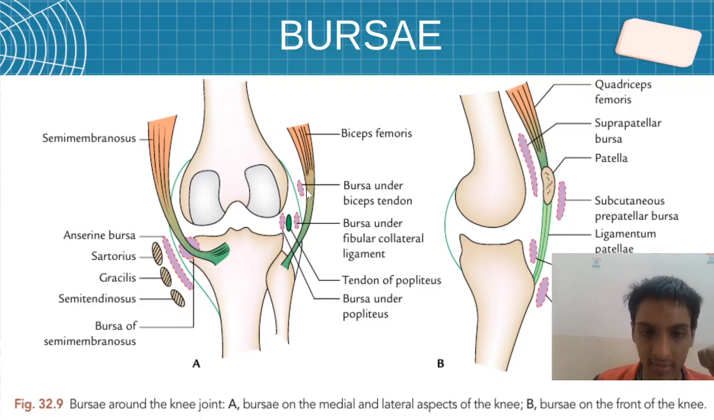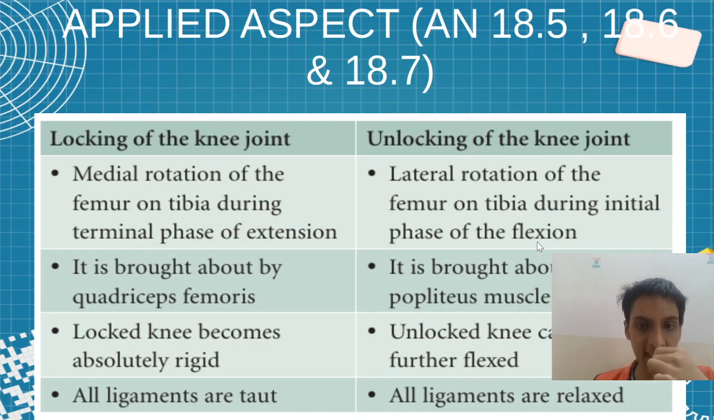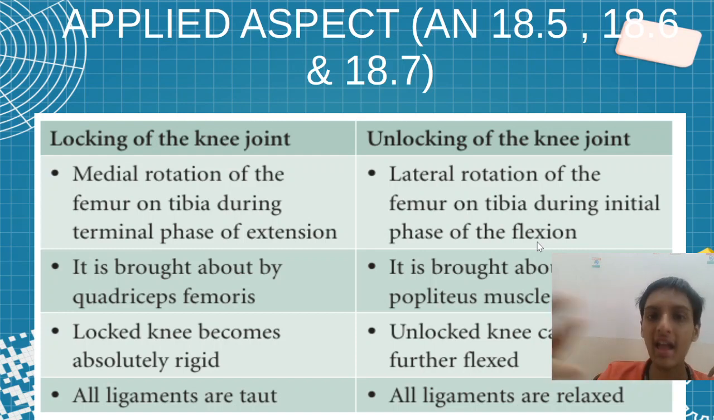Then under the hamstrings you are finding a bursa. Under the popliteus also you are finding a bursa. Now in the front of the knee, we have the superficial and deep infrapatellar bursa. And that's it. These are the bursae. Now applied aspect, let us see first locking and unlocking.